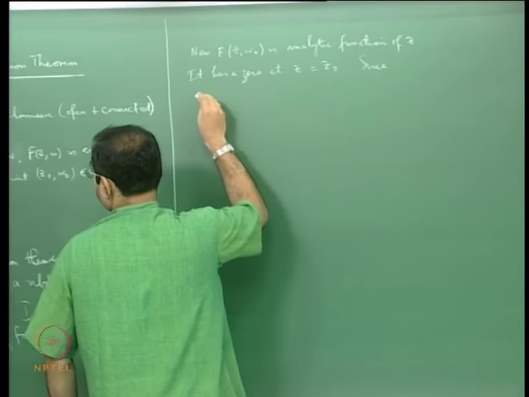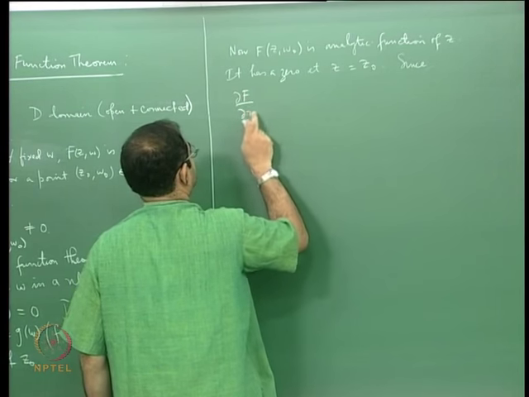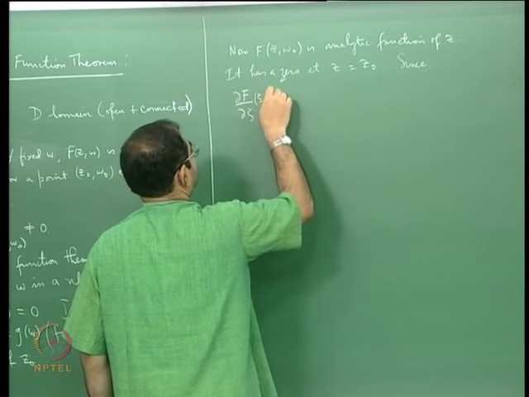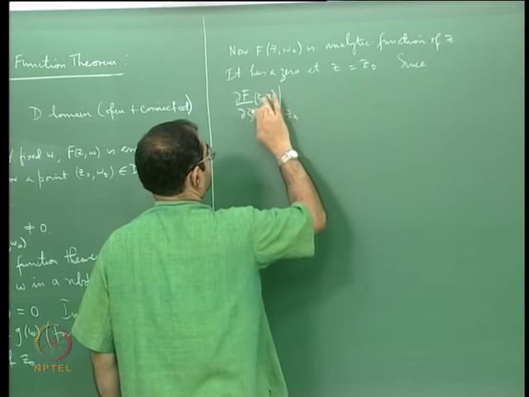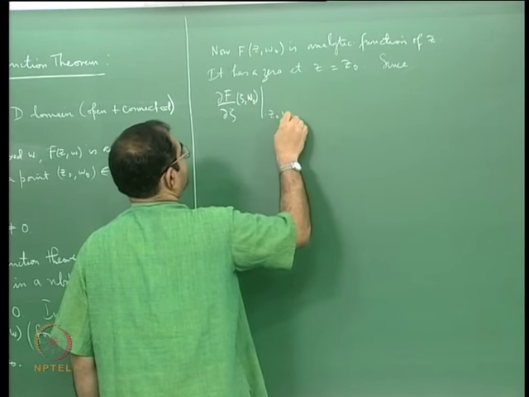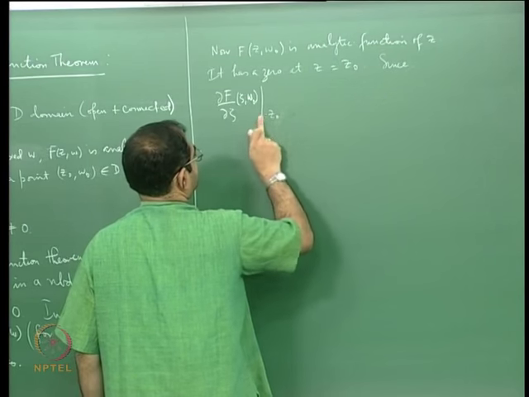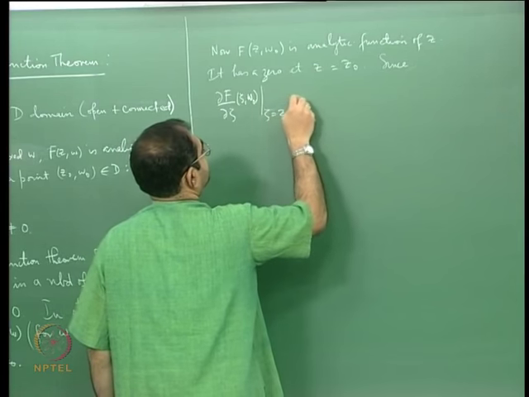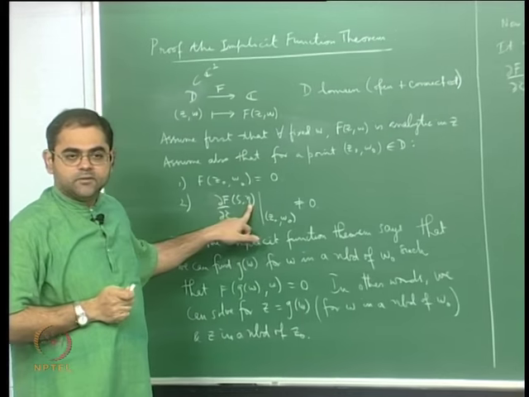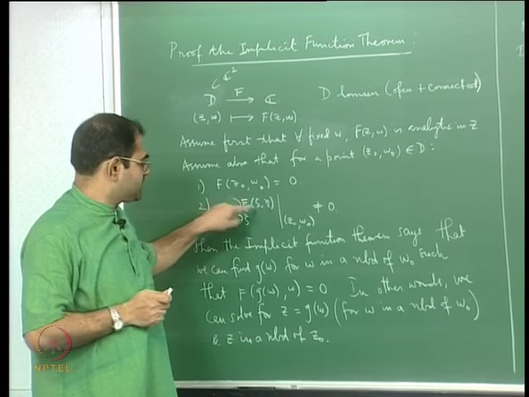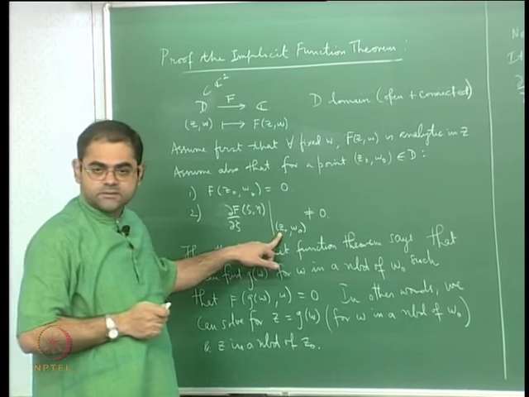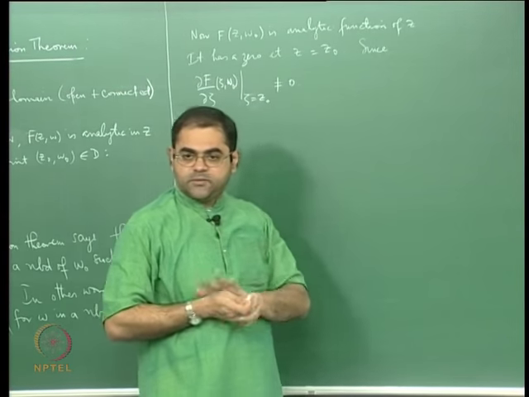Since dou f by dou zeta, at zeta comma eta at z naught, if I put w naught here, at z naught comma w naught, or just let me put it as z equal to z naught at zeta equal to z naught, is not zero, okay. So you take this function, you freeze the second variable. You put eta equal to w naught, then it becomes only a function of the first variable. You take the derivative with respect to that variable, and then substitute the point z naught comma w naught. I mean, which essentially means you have to substitute z naught because you already plugged in w naught.